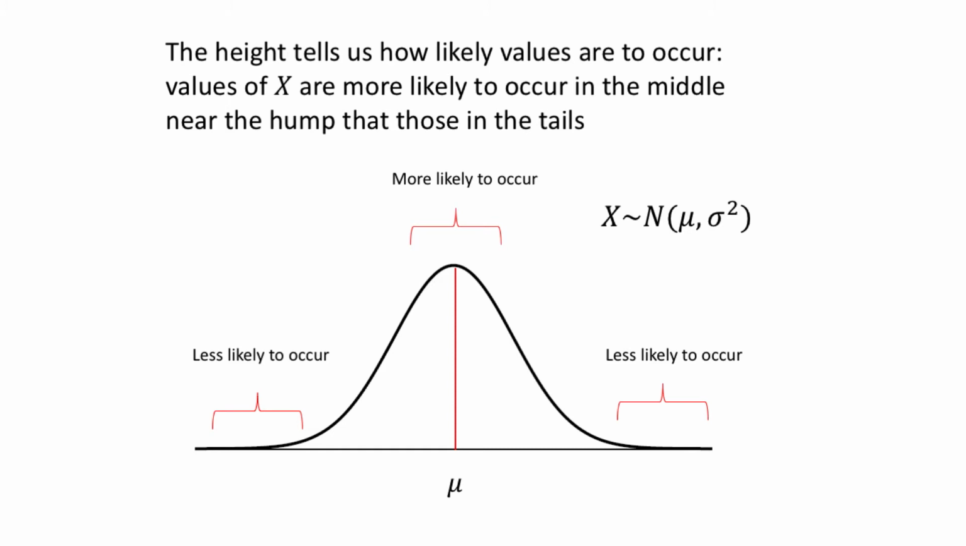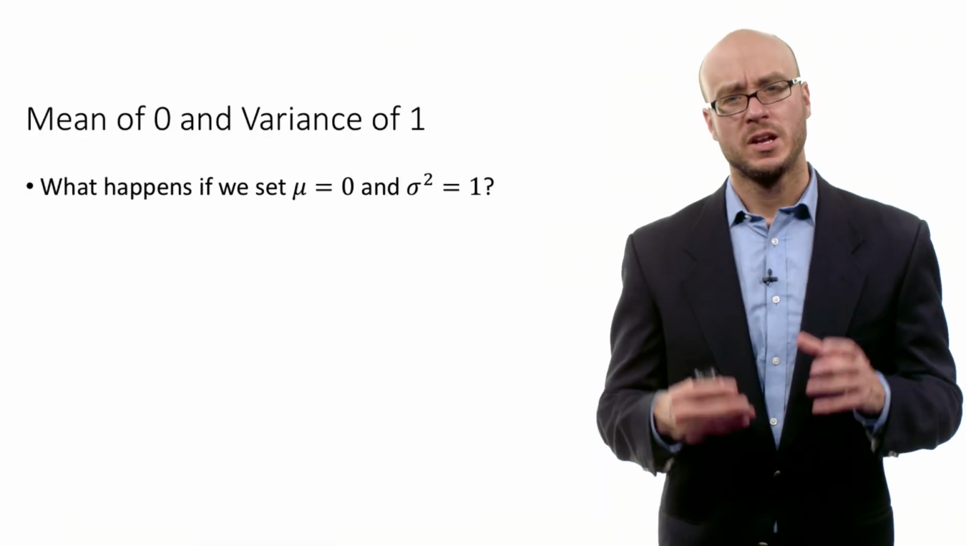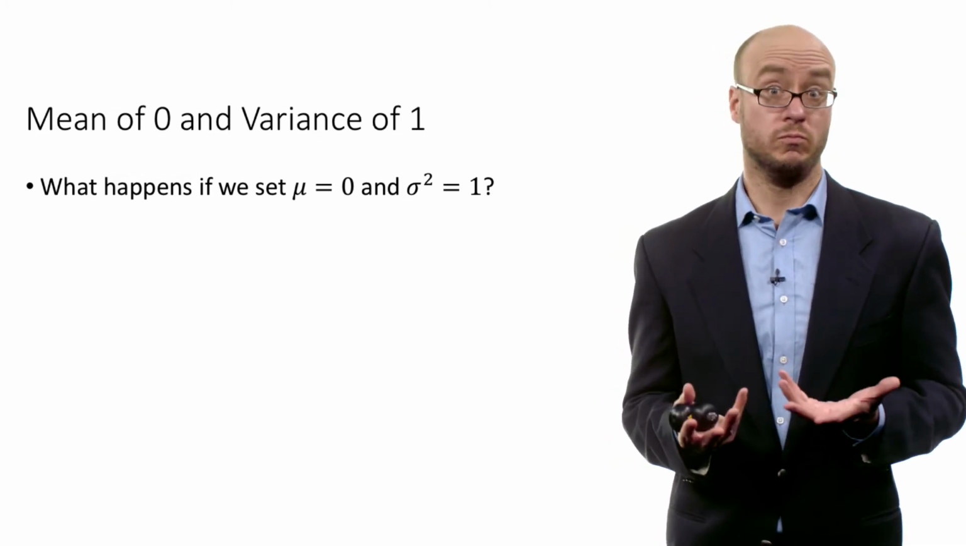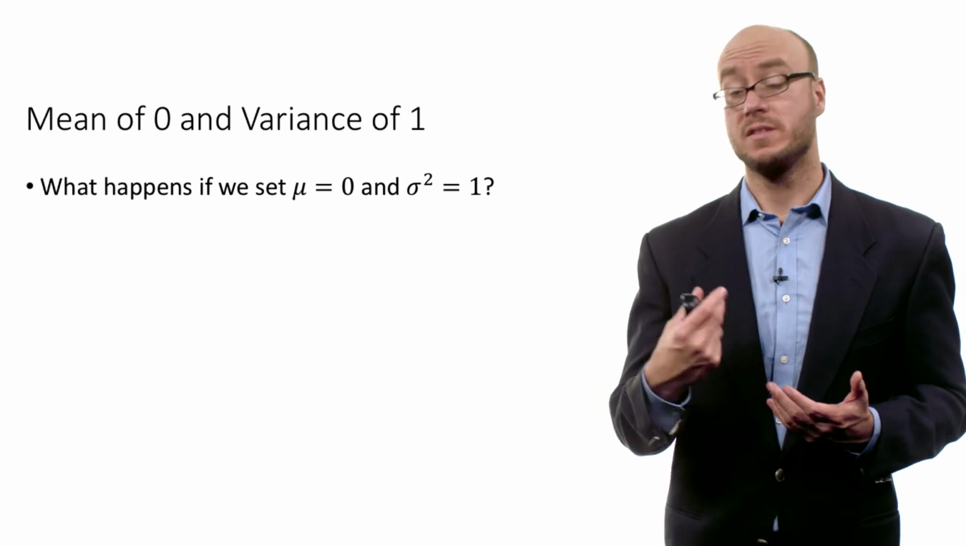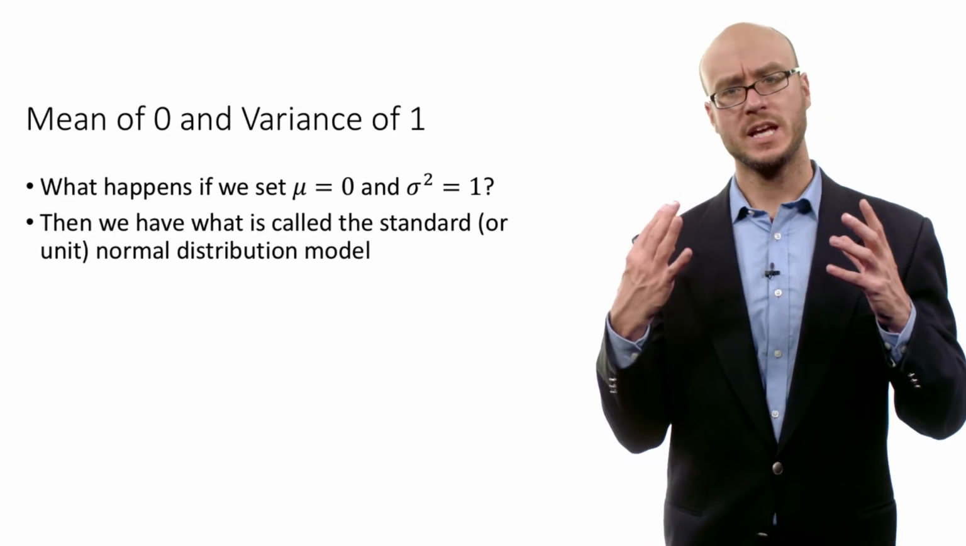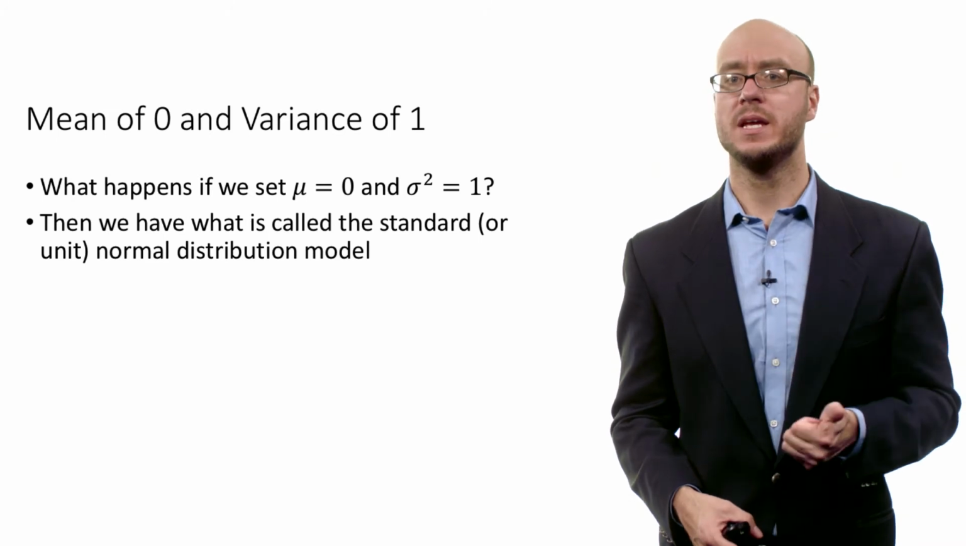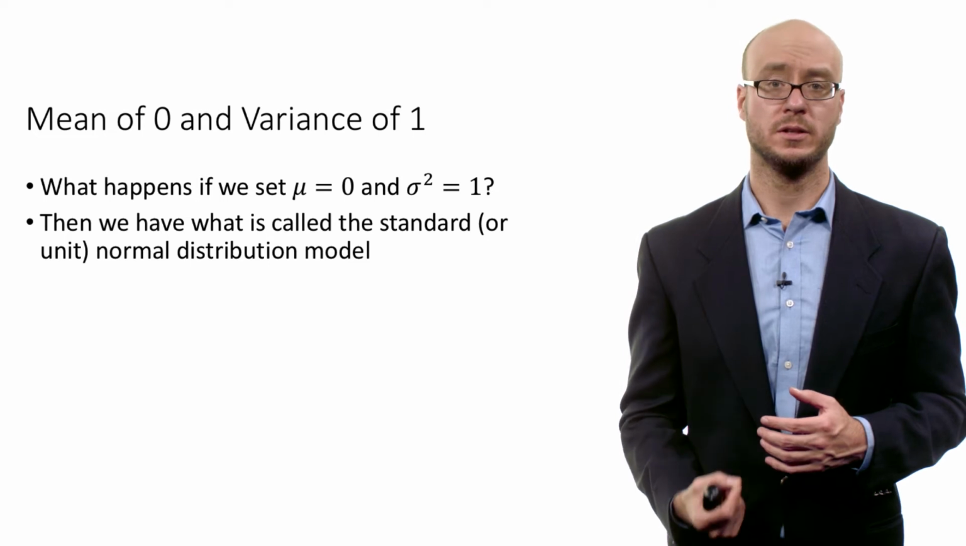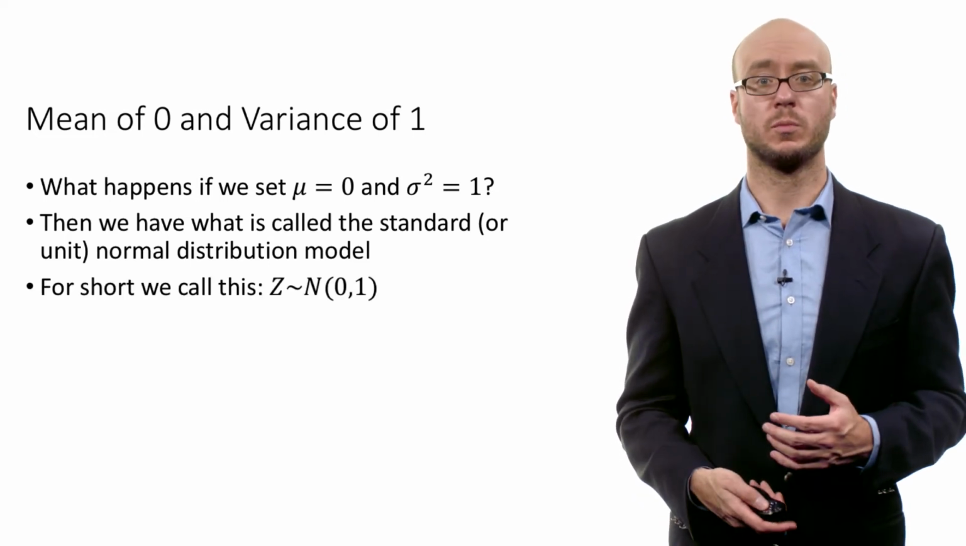And again, as a reminder, we denote this normal distribution model using the notation x is distributed as a normal distribution model, centered on a mean and given by a spread, which we call mu and sigma squared. Now you might ask, what happens if we set the mean to 0 and the variance equal to 1, or the standard deviation equivalently equal to 1? If we have these two values for the mean and the spread, then we have what is called the standard normal distribution model. Sometimes it's called a unit normal distribution model.